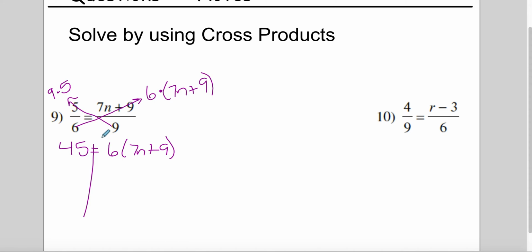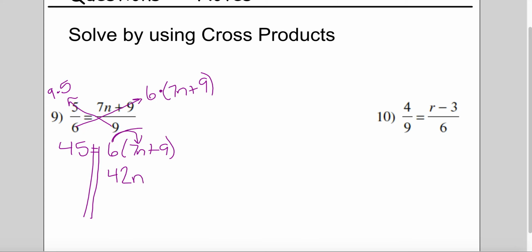From here, I need to do my railroad track problems. We handed out worksheets on this for the Unit 2 test, or 3 test, and it was on the test itself. So what did I have to do first? I needed to distribute. 6 times 7 is 42n.